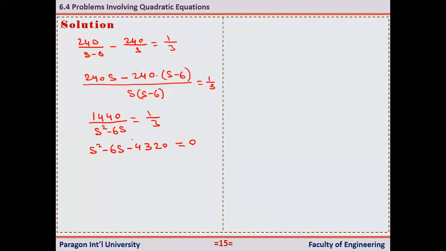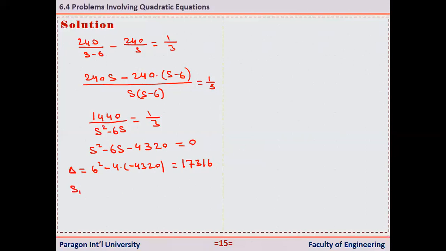By factorization, it may be quite challenging. So we will use the formula. First, let's find the discriminant. That's equal to b squared, 6 squared, minus 4 times a times c, 4 times minus 4320. That's equal to 36 plus 4 times 4320, which is equal to 17316. And this is not a square number.